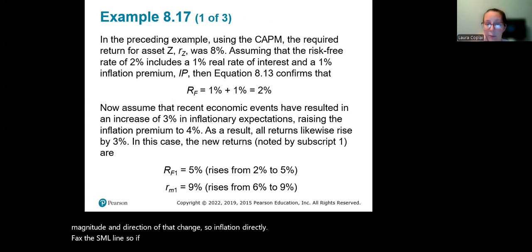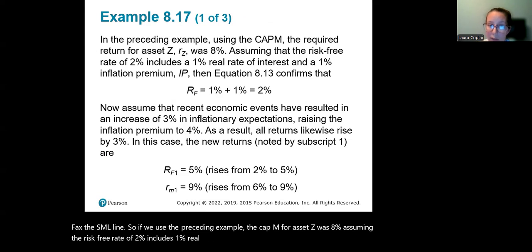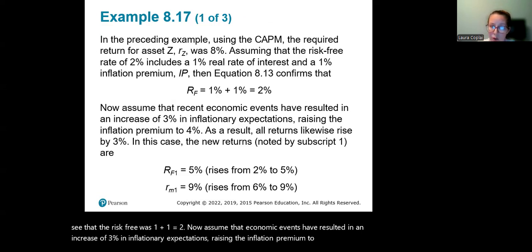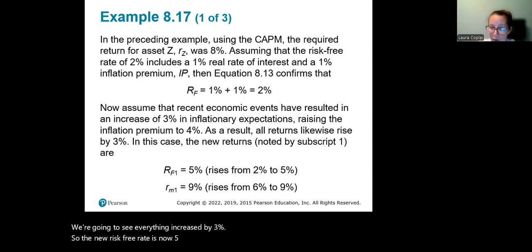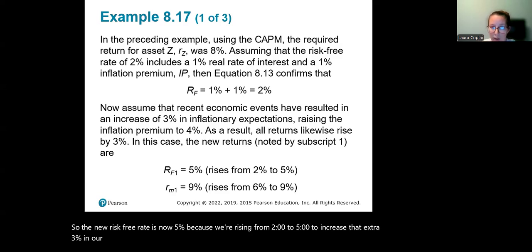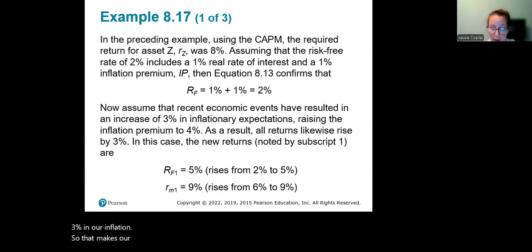So if we use the preceding example, the CAPM return for asset Z was 8%, assuming the risk-free rate of 2% includes a 1% real rate of interest and a 1% inflation premium, or IP. So the risk-free rate was 1 plus 1 equals 2. Now assume that economic events have resulted in an increase of 3% in inflationary expectations, raising the inflation premium to 4%. As a result, we're going to see everything increase by 3%. So the new risk-free rate is now 5%, because we're rising from 2 to 5 to account for that extra 3% in inflation. That makes our return for the market also increase.